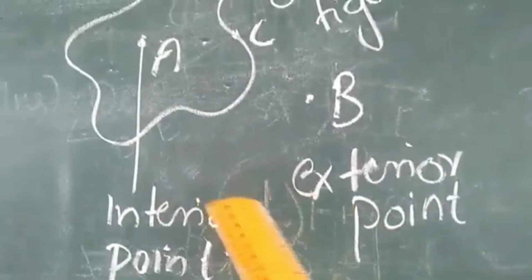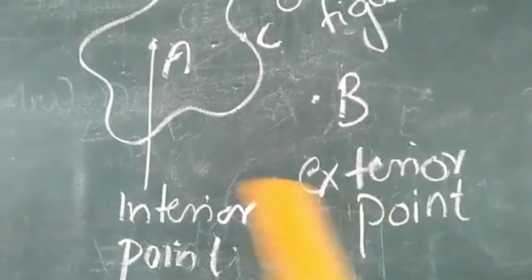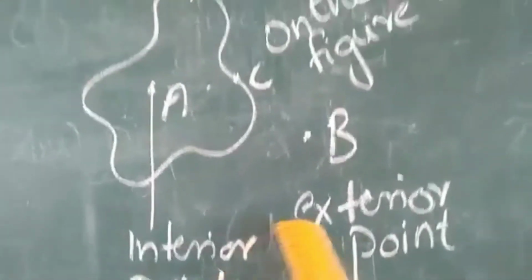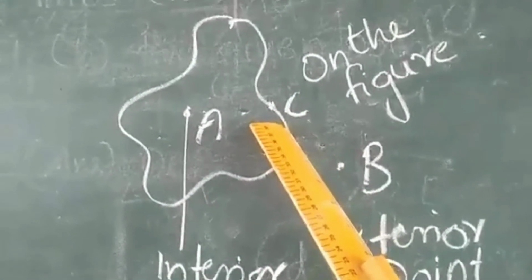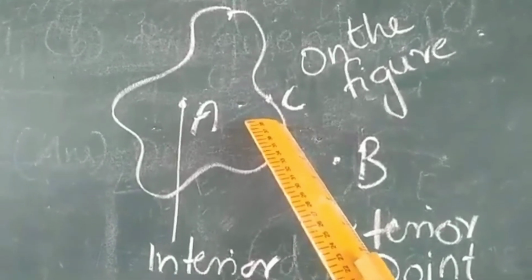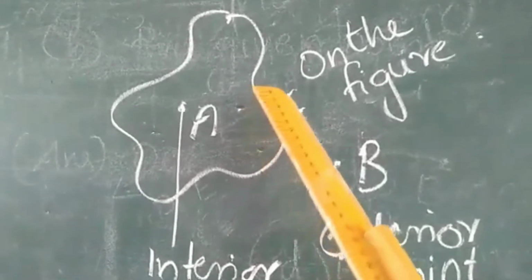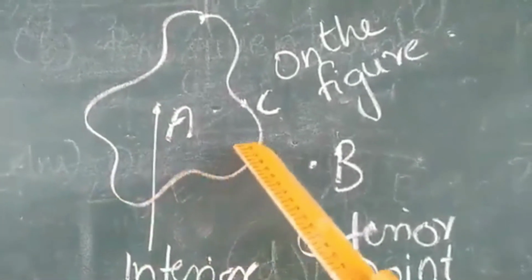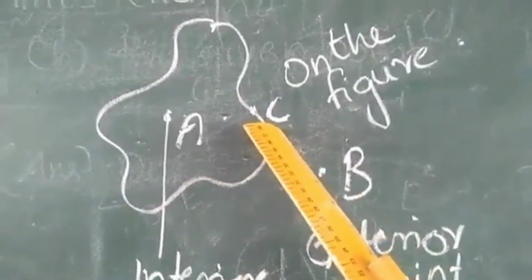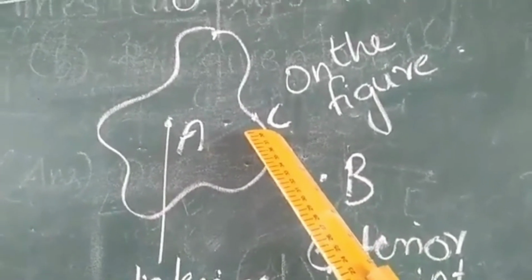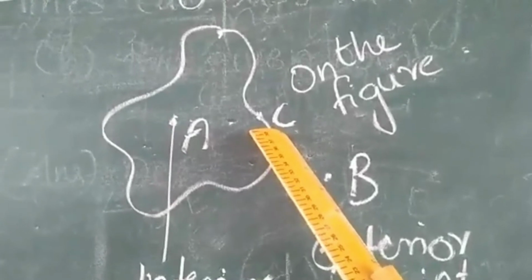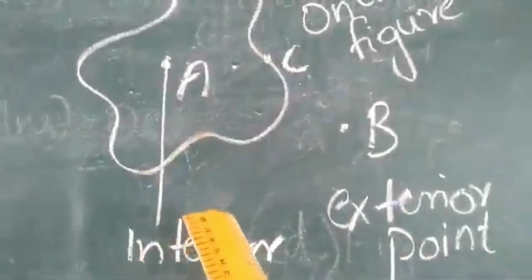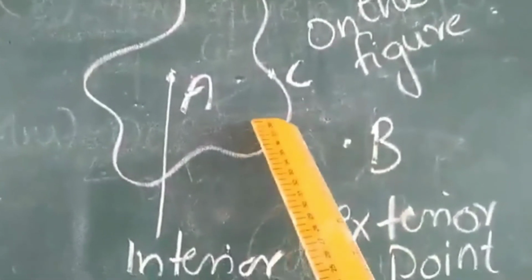Exterior point: outside the figure. Interior point: inside the figure. Next, a point on the figure. We termed it as on the figure. This is on the boundary, the boundary of the figure. This point is on the boundary, so we can term it on the figure. So which are the positions of the figure? Interior, exterior, on the boundary.